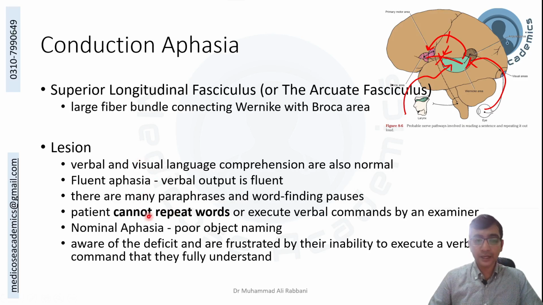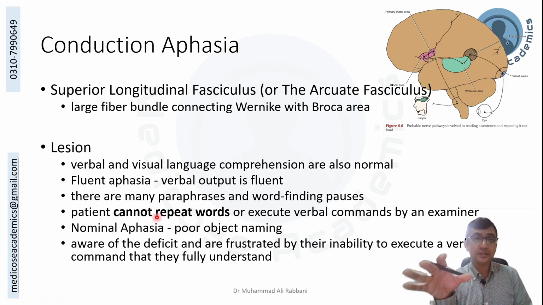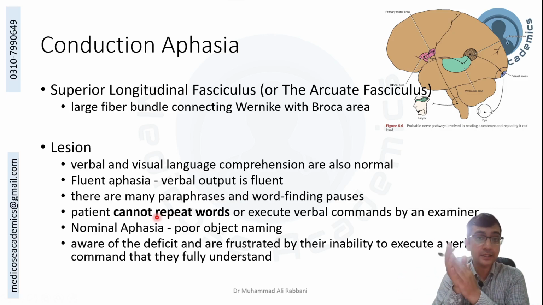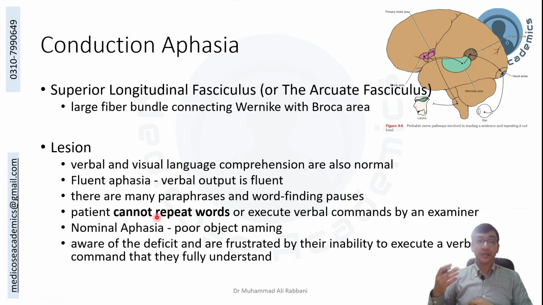So there will be inability to repeat words, poor naming of objects, and inability to execute a verbal command. They fully understand that they are having a problem, because when they are making this nonsense speech, they hear themselves through Wernicke's area, and they know that they are not making sense, that they wanted to make a statement but it did not come out as they wanted. So that's conduction aphasia.